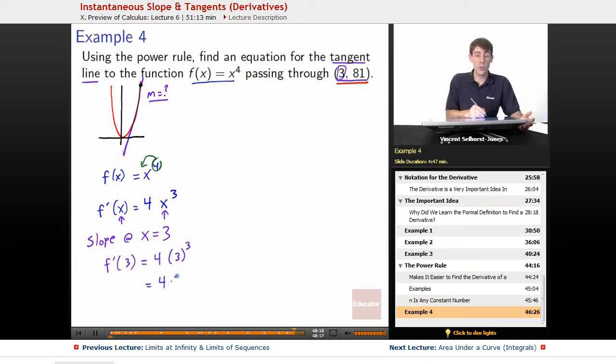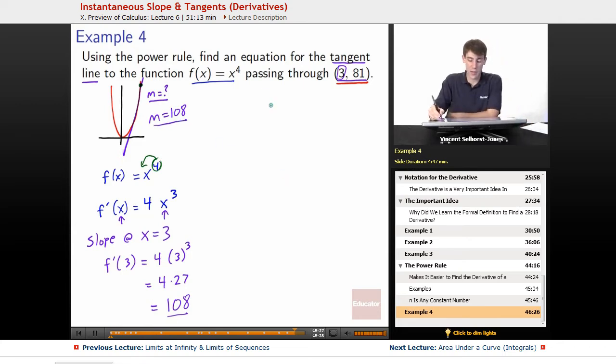4 times 3 cubed is 27. 4 times 27 equals 108. So we now know that the slope of our tangent line is 108. So if we're going to work out the tangent line, it is going to wind up using this slope, m equals 108.